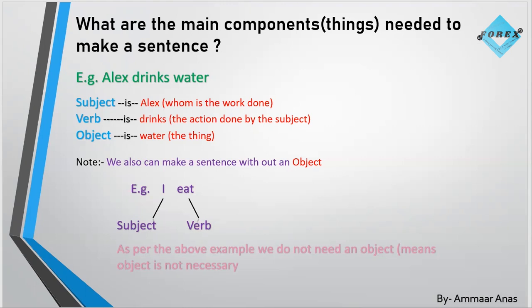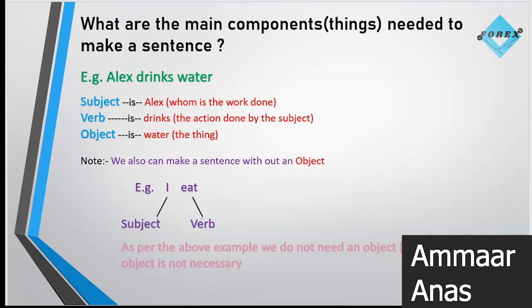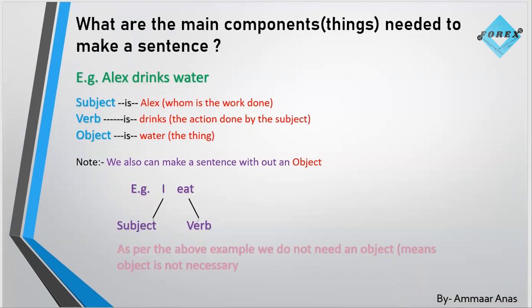Verb. A verb is the action done by the subject. Like Alex, or John. What is Alex doing? He's drinking water, or he's sitting, he's sleeping. Everything is a verb. The action done by Alex is the verb. Object is the thing. Water. So here, what is the object? It's water. Because Alex drinks. What does he drink? Water.